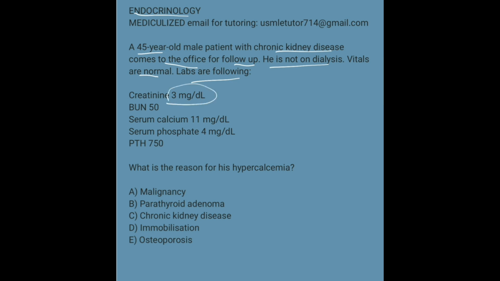So we have the creatinine, for obvious reasons, is high because the patient has CKD. BUN is high and serum calcium is high. Remember, if it's greater than 10.2, that is high. And phosphate is normal, up to 4.5 is normal. And PTH is really high. I think about 60 is the upper limit of normal, so this is really high.